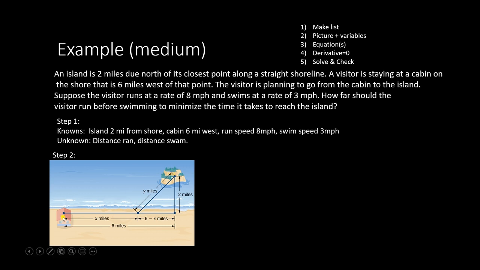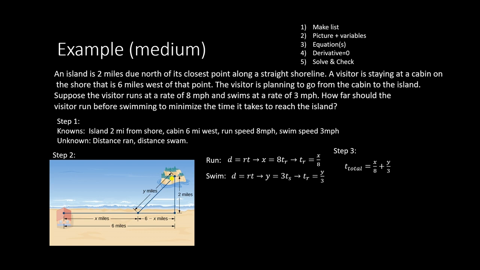Let's say they run x miles, and then they swim y miles. We know the distance equals rate times time. If their distance is x, and their rate is 8 miles per hour, then their time running is x over 8. Similarly, if they swim y miles, and their rate is 3 miles per hour, then their time is y over 3. If we add these two times up to get the total time, we get x over 8 plus y over 3. That's what we want to minimize.